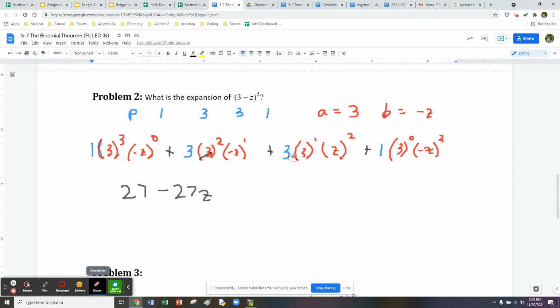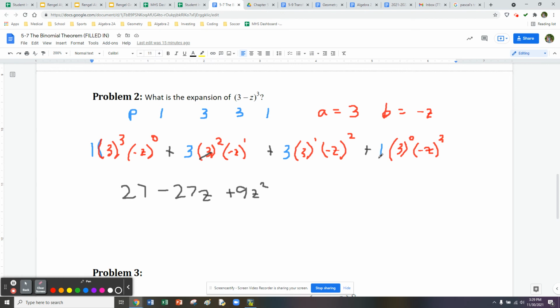Okay, so then we're going to head into 3 times 3 to the first would be 9, and then that negative z squared, so that would have been a negative. Looks like my negative disappeared. Negative z squared would be negative z times negative z, which would be positive. So that's going to be a plus 9z squared.